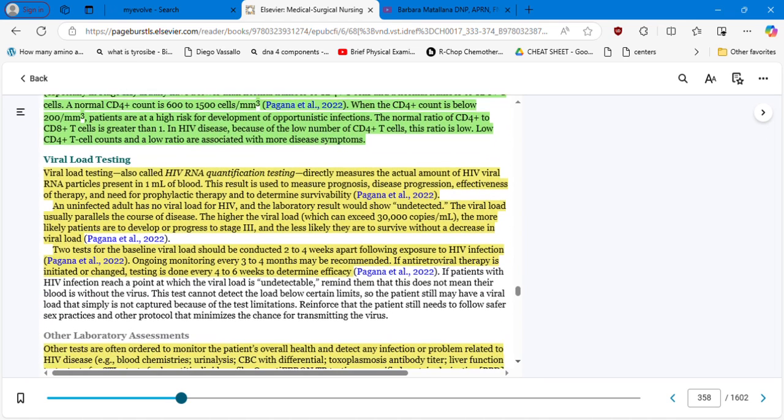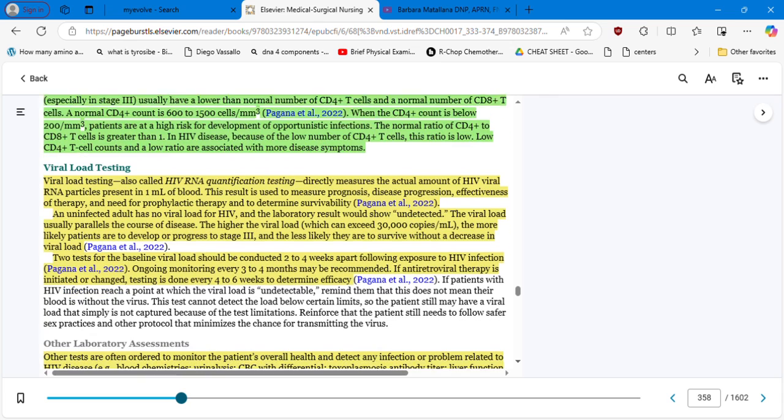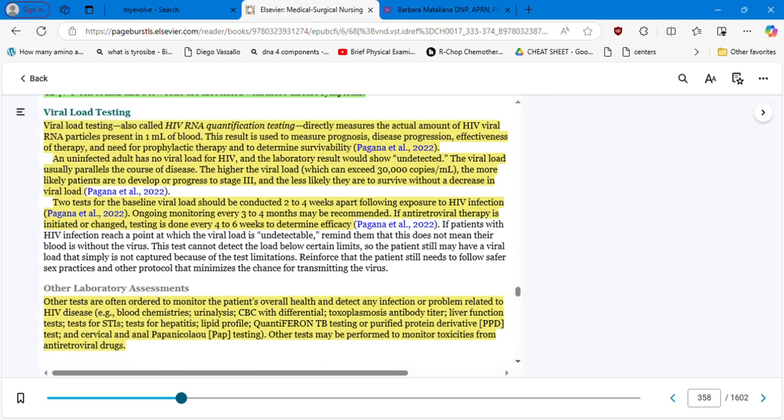Viral load testing. So we spoke about the lymphocytes and the cell surface immunophenotyping. Right now we are talking about the viral load, also called HIV RNA quantification testing. It directly measures the actual amount of HIV viral RNA particles present in 1 milliliter of blood. So this result is used to measure prognosis. It's so important: disease progression, effectiveness of therapy, need for prophylactic therapy, and to determine survivability.